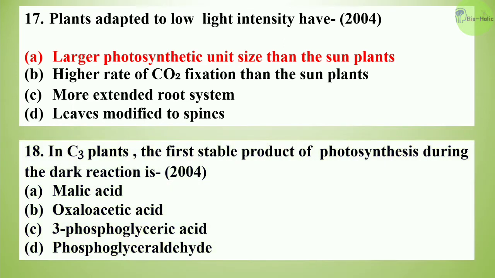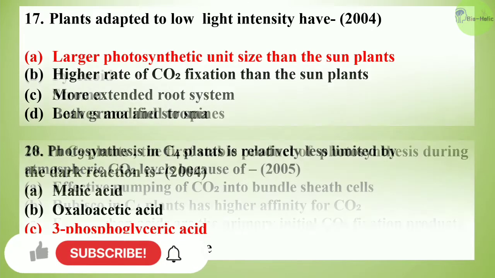Next is in the C3 plants, the first stable product of photosynthesis during the dark reaction is malic acid, oxaloacetic acid, 3-phosphoglyceric acid, or phosphoglyceraldehyde. Obviously, 3-PGA or 3-phosphoglyceric acid is the first stable product of C3 plants dark reaction.